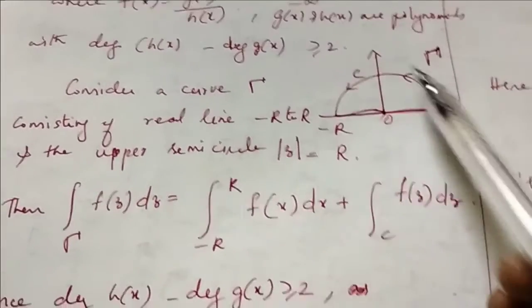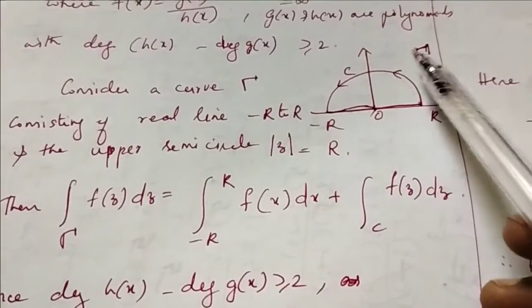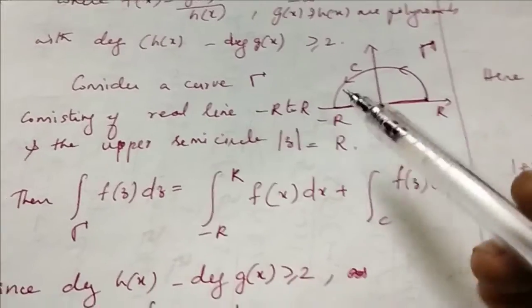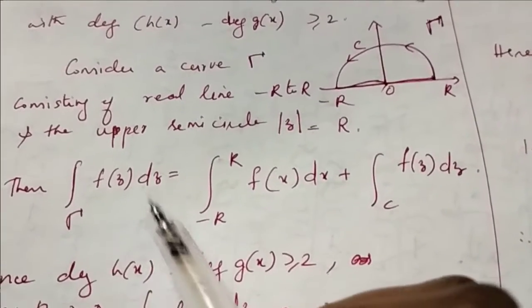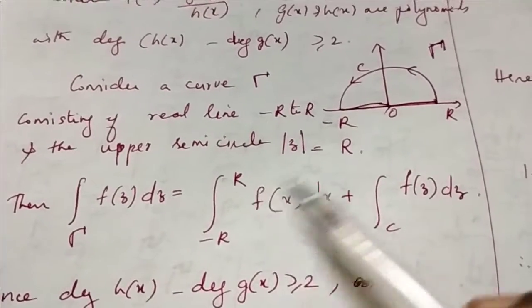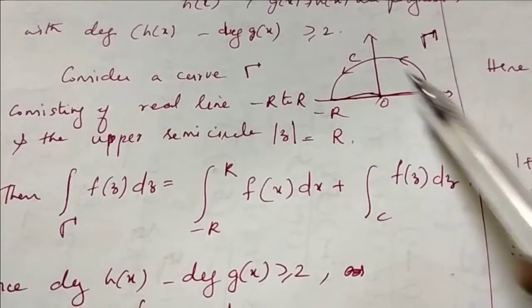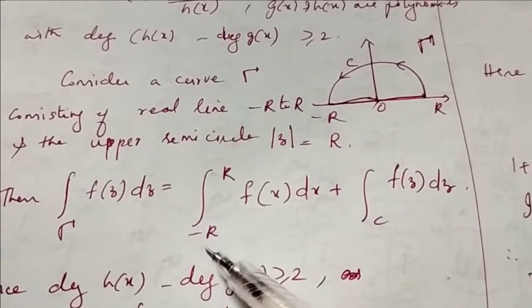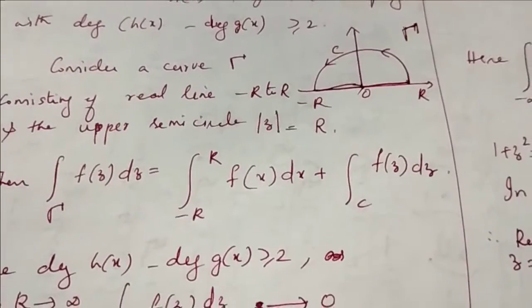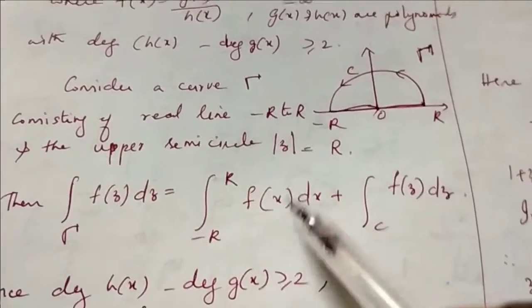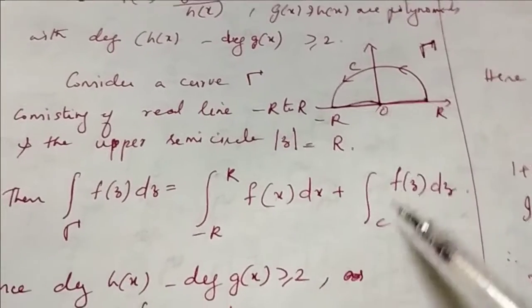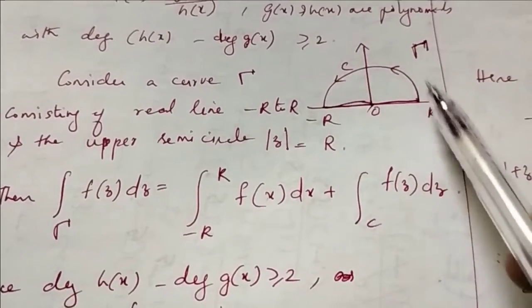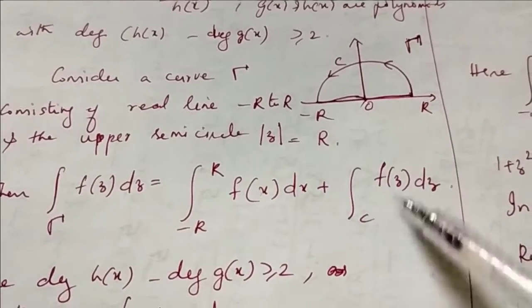Then the total integration over this curve gamma, integral over gamma of f of z dz, is the path integration along the real line and the upper semicircle. So integral from minus r to r of f of x dx, since it is on the real line. Then along the upper semicircle, that is integral over C of f of z dz.